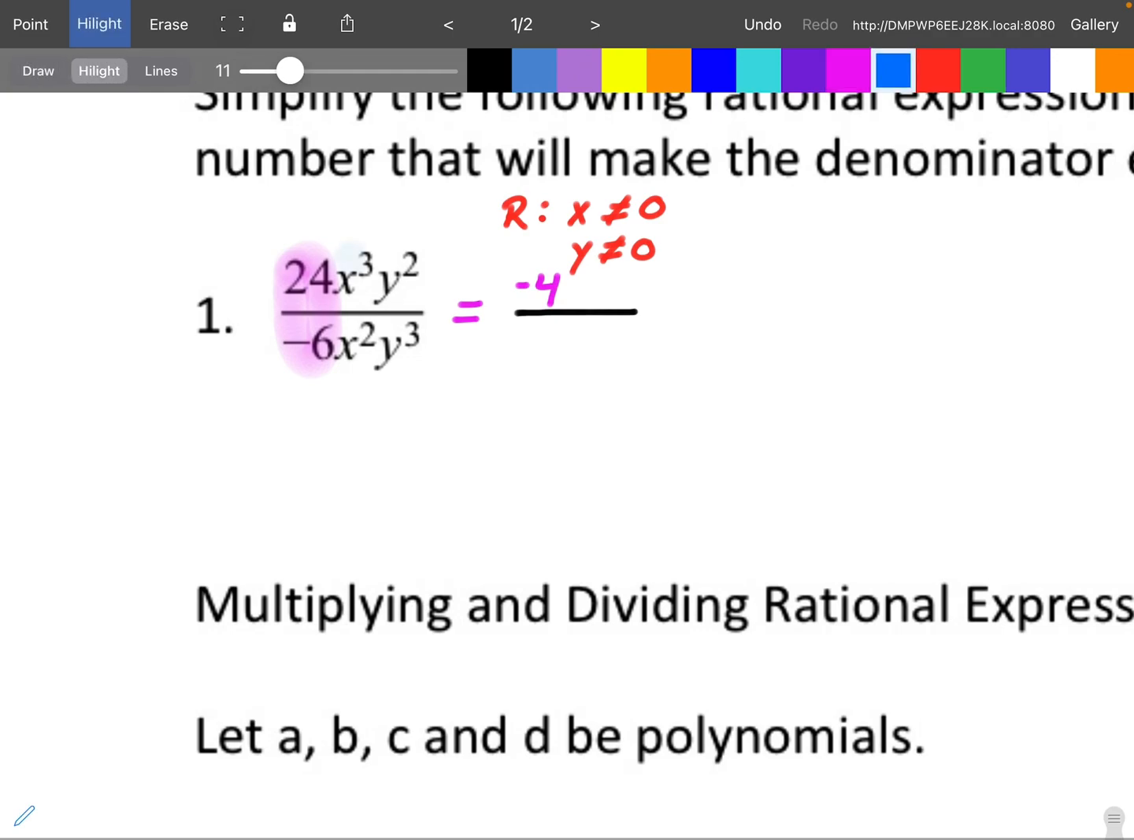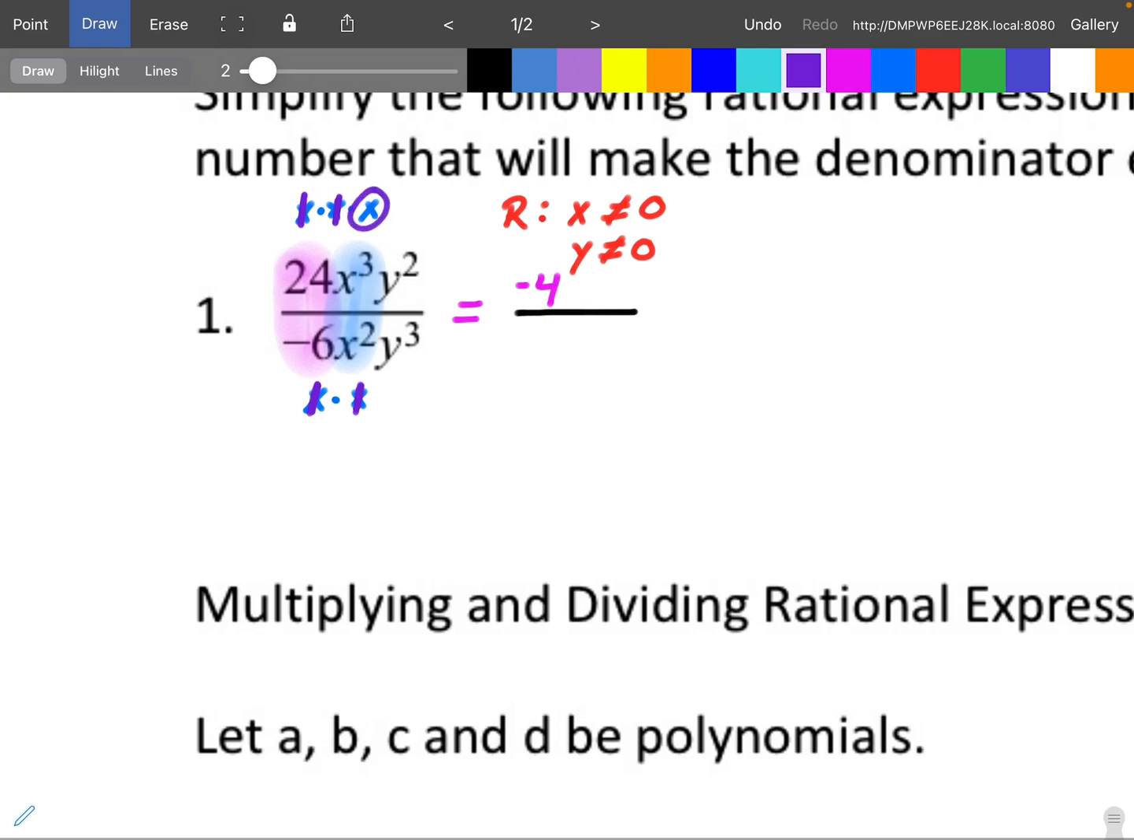Then we're going to look at our x's. That's the next piece. I have x cubed on the top and x squared on the bottom, and we need to remember what that means. x cubed means that there are 3 x's multiplied together. x squared on the bottom means that there are 2 x's multiplied together on the bottom. Since I have x's on top and bottom, I know that those can cancel in pairs. So I'm going to have one of these x's cancel with one of these. I'm going to have another of these x's cancel with one of these, because x divided by x is 1.